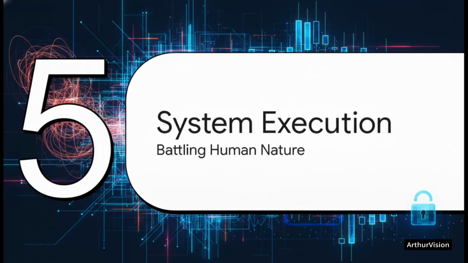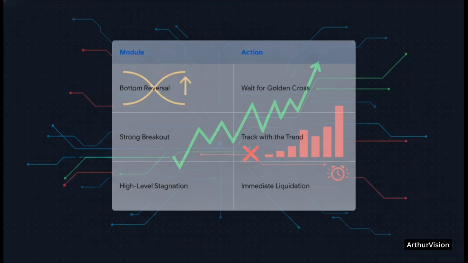Finally, Section 5, System Execution, Battling Human Nature. So, we've installed the framework, but flawless execution, that requires immense discipline. Whenever you're in doubt, refer back to your master cheat sheet. For a bottom reversal, your strict action is to wait for the golden cross, no exceptions. For a strong breakout, your action is to track with the trend and let those profits compound.